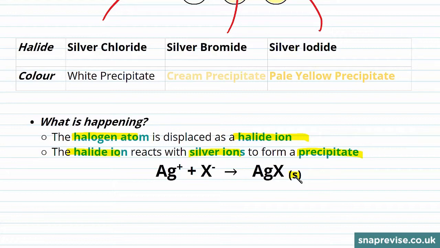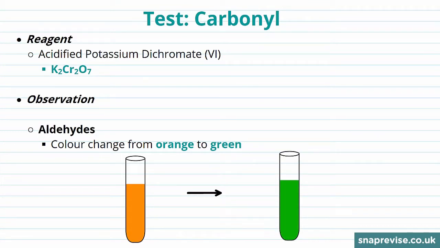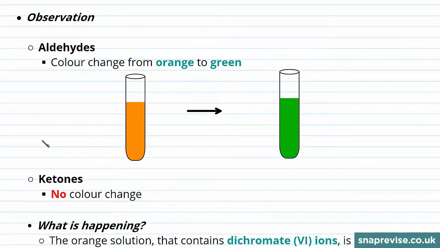So now I've had a look at the test for our haloalkanes, let's have a look at the group of tests that we can use to identify the presence of a carbonyl group. The reagent we use is acidified potassium dichromate, and the observation we'll make is that with our aldehydes we'll observe a colour change from orange to green, and with our ketones we'll observe no colour change at all.